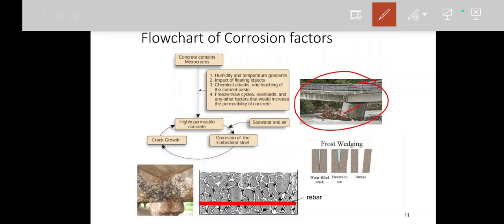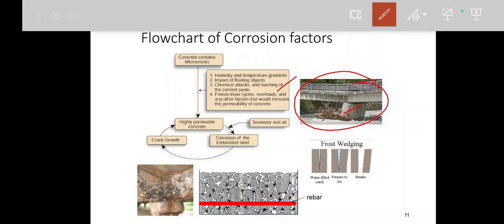So whenever a crack is created and the reinforcement is visible, corrosion can initiate. That is another mechanical type of damage. You might have seen, when the humidity is more or when floating objects hit, you can see this one is a bridge and this one is the pier. During a flood, some branches of trees hit the pier and damage the surface of concrete, thereby a crack will be formed and the reinforcement will be visible.